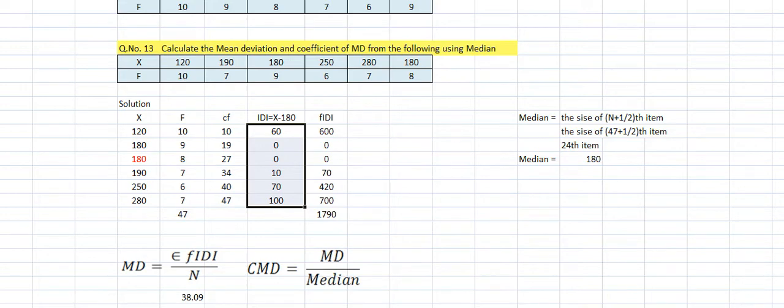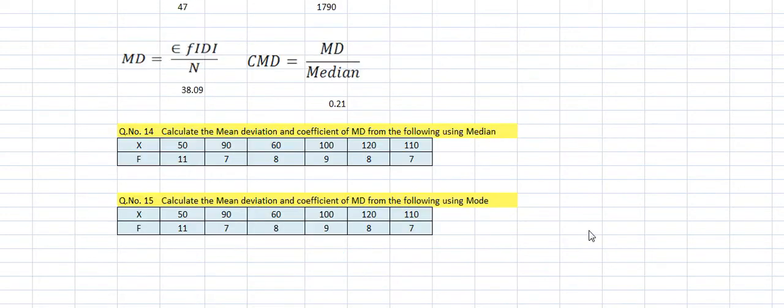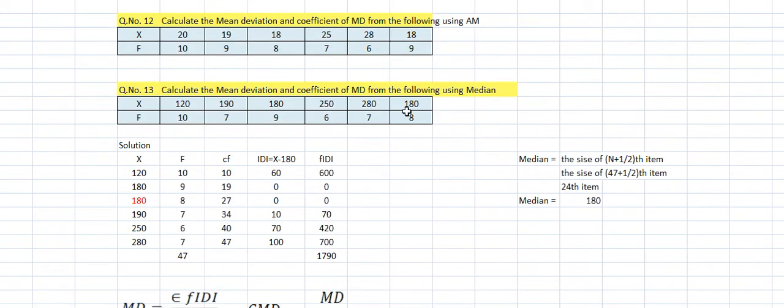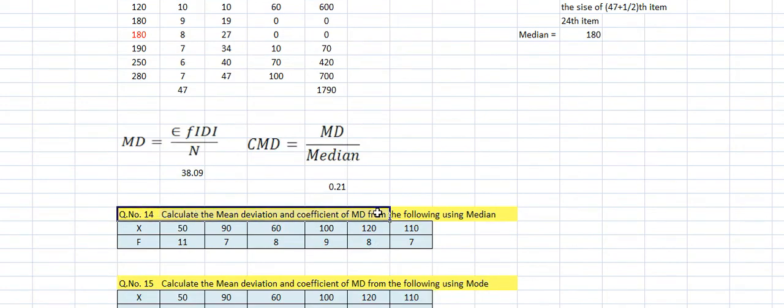Now I will assign you question number 14. Question number 14 is an assignment for you. This question is like this: calculate the mean deviation and coefficient of mean deviation for the following using median. So it is the same type as question number 13. You solve question number 14.